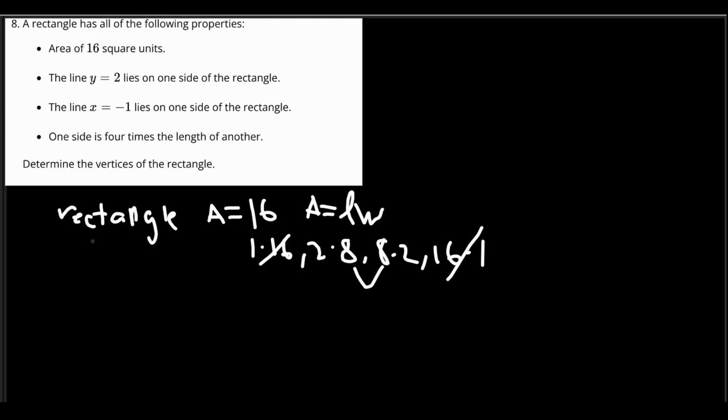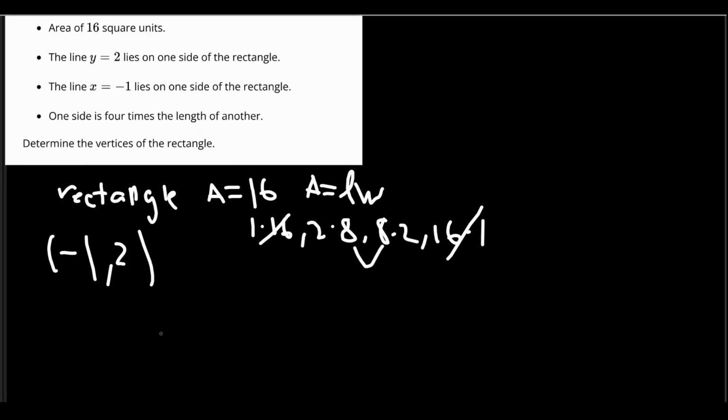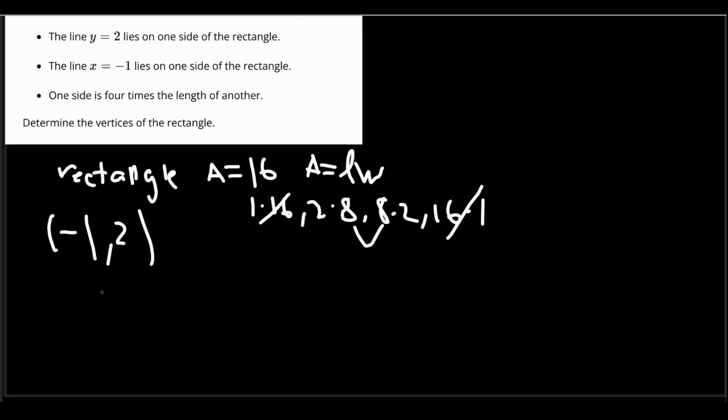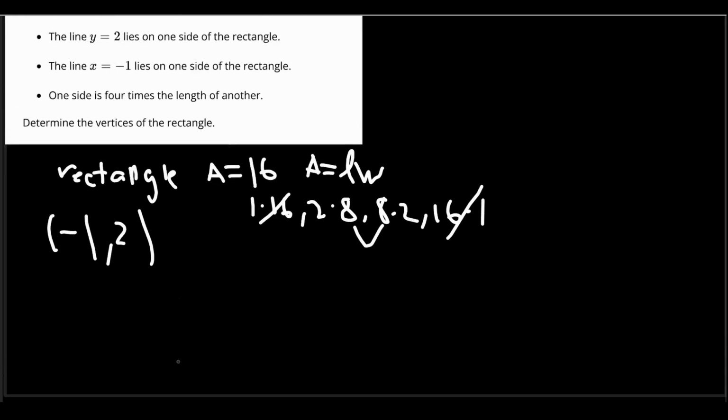So I think that we'll actually look at these two properties because since this is a rectangle, we can assume that these two lines intersect at one point, and that point would be -1, comma 2, because we have x equals -1 and y equals 2. So that's our point. And using this point, we can just branch off 2 and 8 on both sides, or -2 and -8 technically.